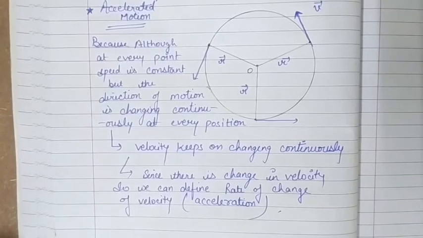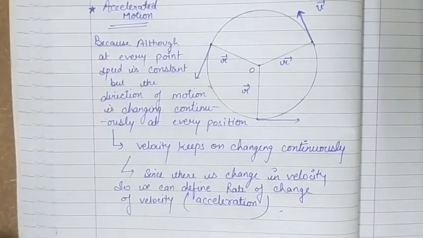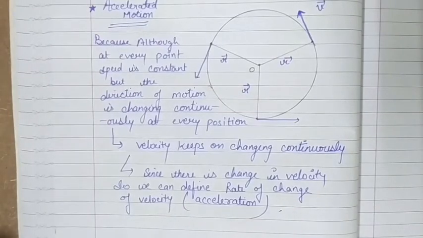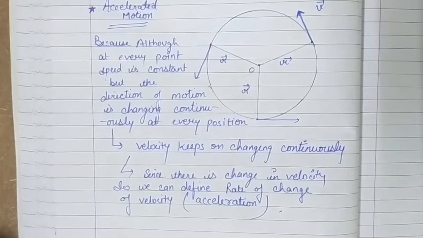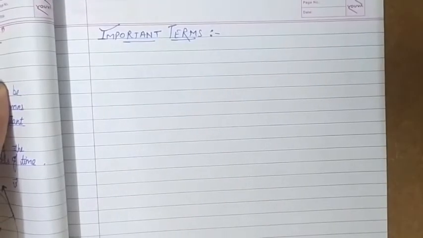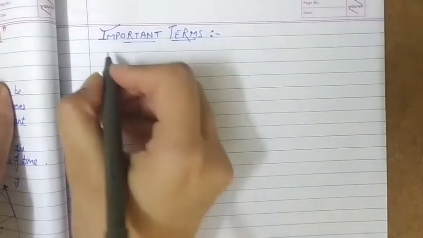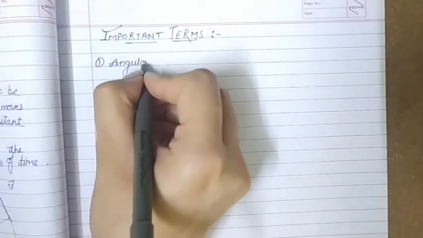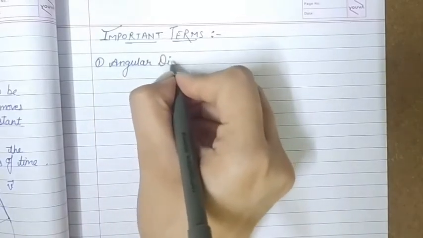Now after this, there are some important terms which we should know when we are studying uniform circular motion. We are going to discuss those terms that are related to uniform circular motion. The first term for uniform circular motion is angular displacement.